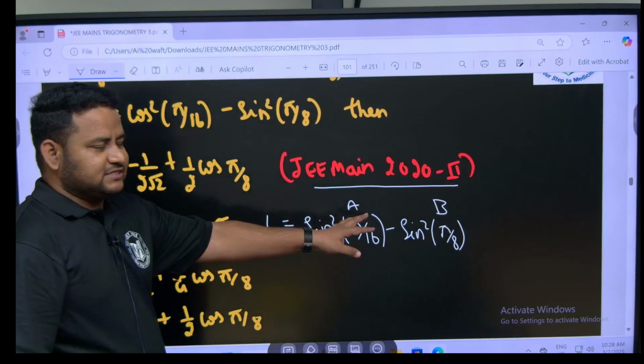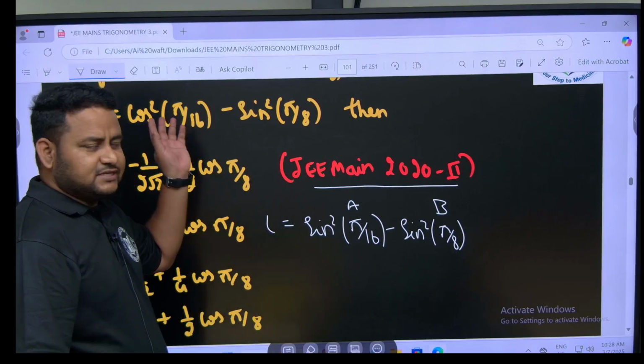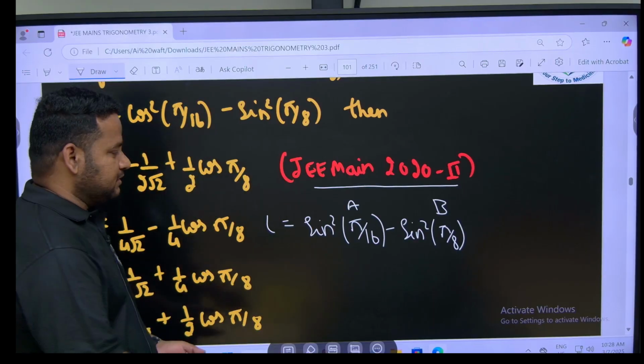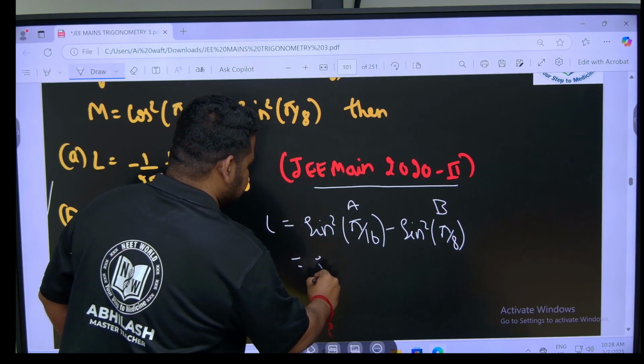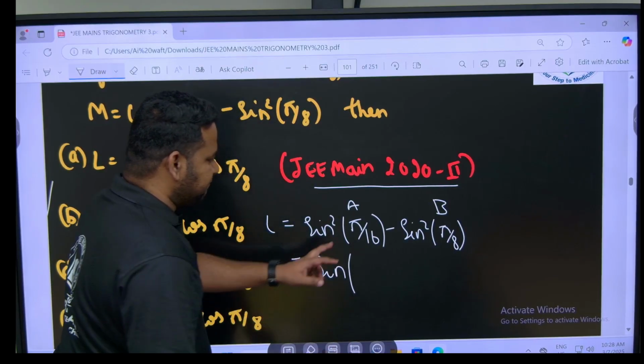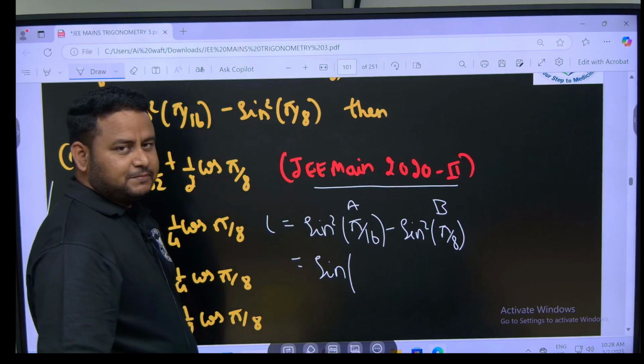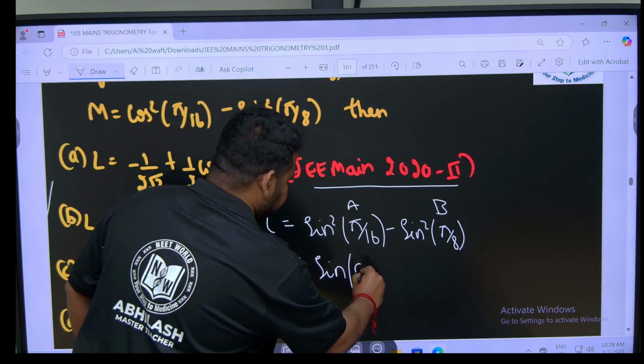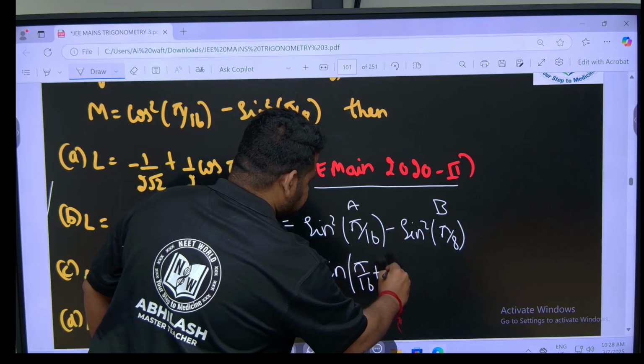So sin square a minus sin square b is nothing but sin of a plus b into sin of a minus b. I will write this here, sin of a plus b. Sin of a plus b is what, friends? Sin of pi by 16 plus pi by 8. Let me write down, pi by 16 plus pi by 8.